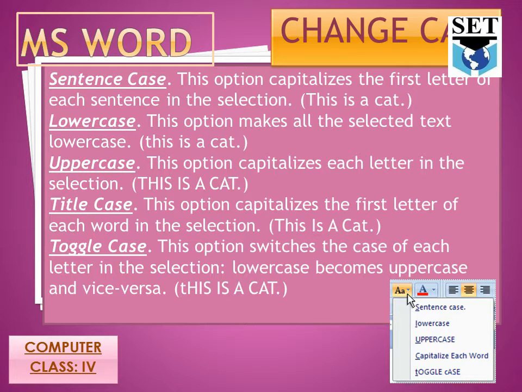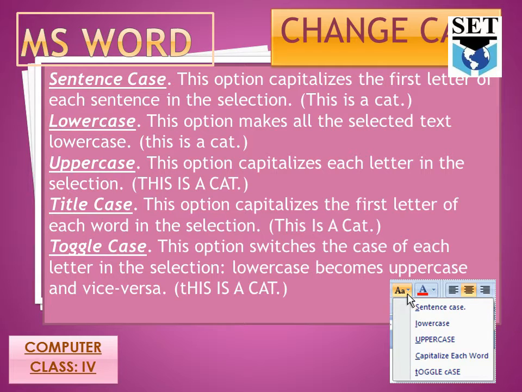The last case is the toggle case. As the name says, this option switches the case of each letter in the selection. Lowercase becomes uppercase and uppercase becomes lowercase. Look at the sentence. This is a cat. Wherever the first letter was small, it became capital, and the rest of the letters were capital, they became small. So it switches the case of the letter in the selection.